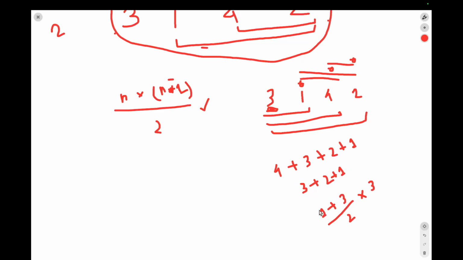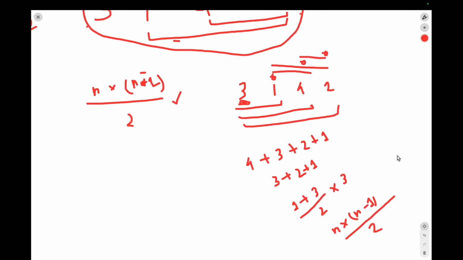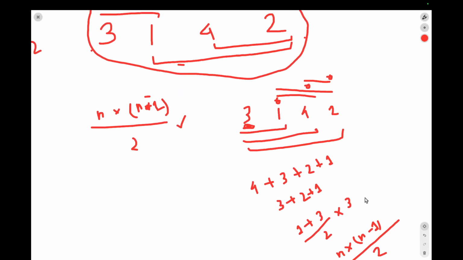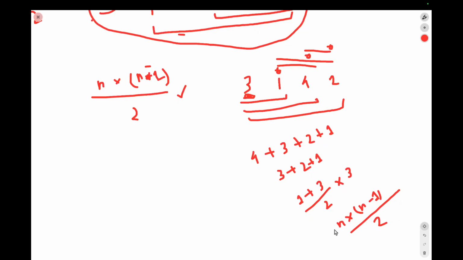So what does this actually represent? 3 plus 1 equals 4. That represents the number of elements, that is n, into 3, which is n minus 1, by 2. So this is the number of subarrays that can be formed from an array whose length is n. So remember this, that is the total number of subarrays that can be formed.